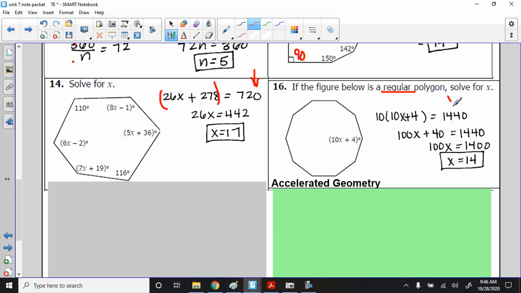Okay, this 1440, I got that from this method over here. I did n minus 2 times 180. I put the 10 in, and I got 1440. So there's your equation. 10 of these equals the interior sum by using n minus 2 times 180, and I just solved. And if you want to find the measurement of each of these angles, you could say, well, 10 times 14 plus 4, 144. The measure of all these angles is 144.